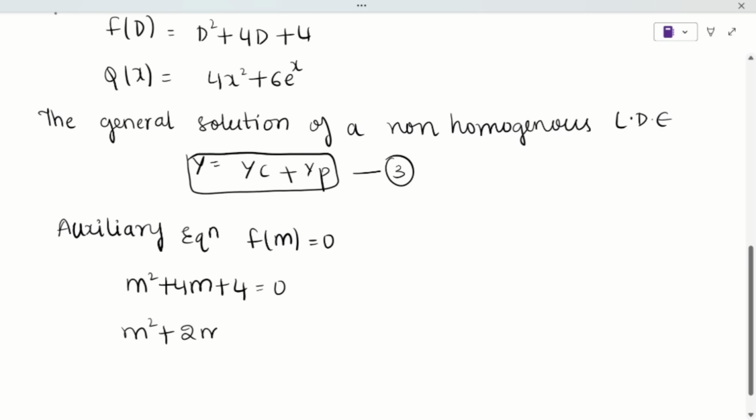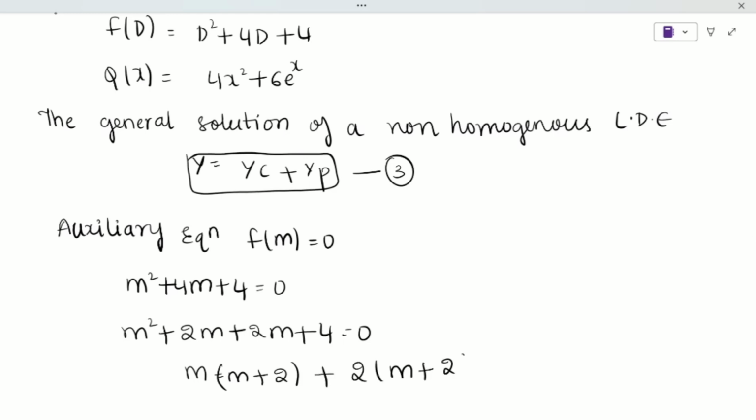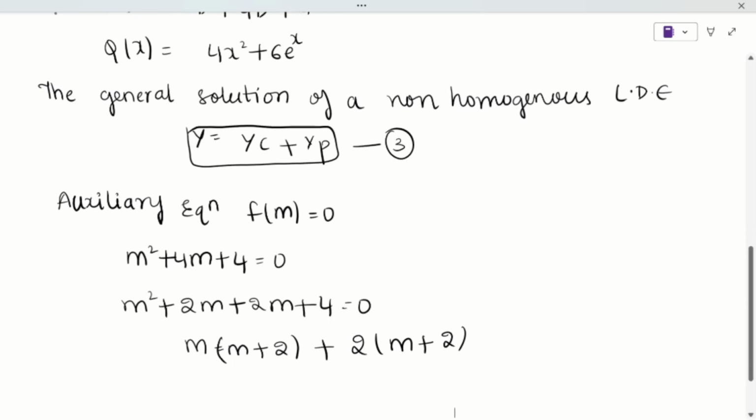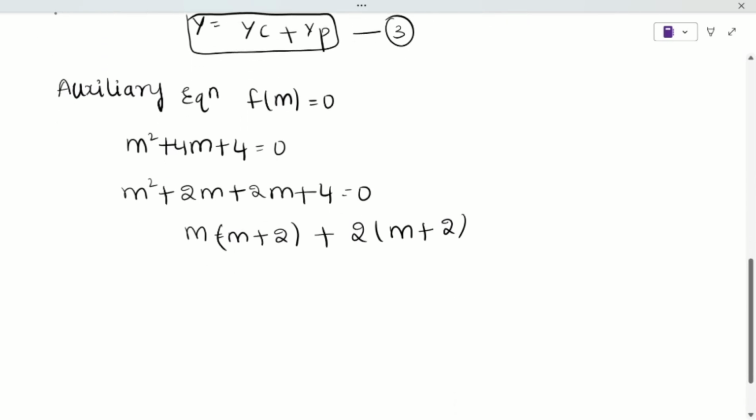Now I am replacing D with m. m square plus 4m plus 4 equal to 0. Now m square, splitting 4m: m square plus 2m plus 2m plus 4 equal to 0. m(m plus 2) plus 2(m plus 2). Now next, (m plus 2)(m plus 2) equal to 0.